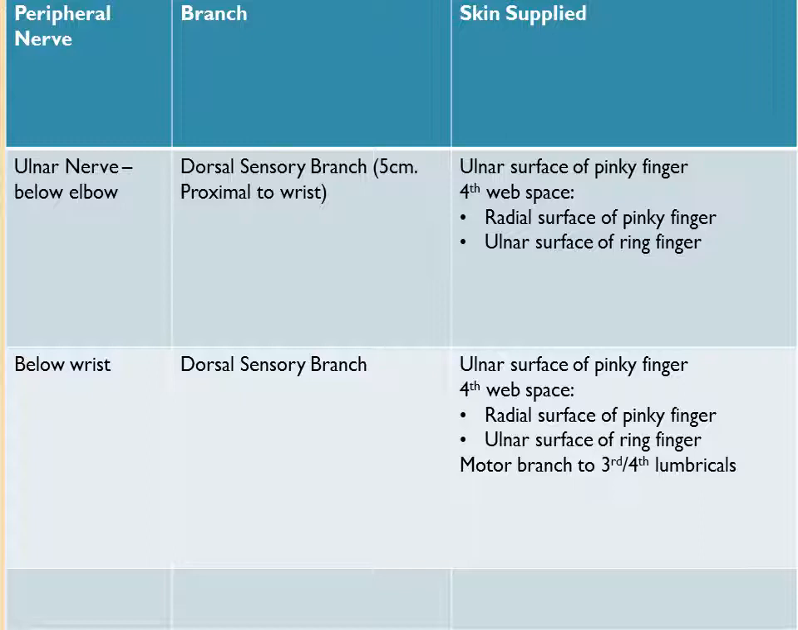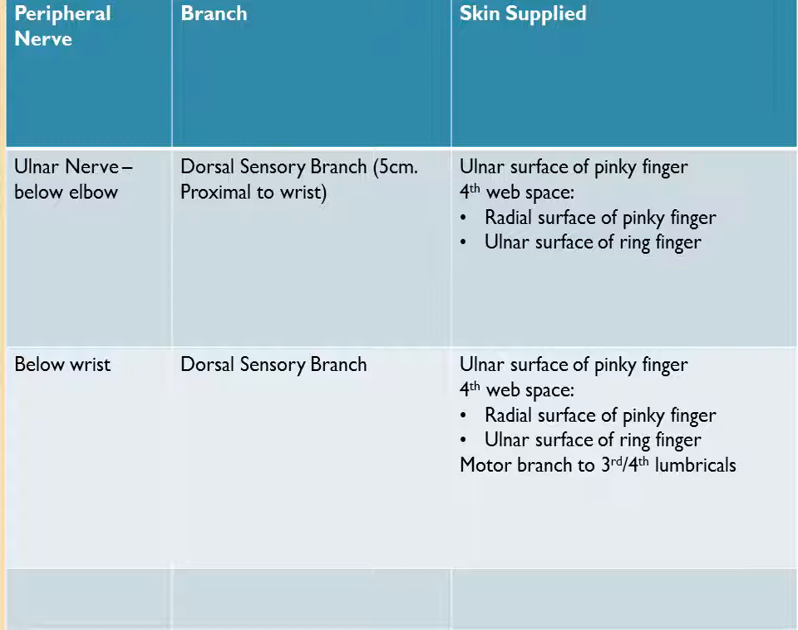Okay, and the ulnar surface of the pinky finger is considered the autonomous zone, or the pure patch, for ulnar nerve sensory function. So I want you to just take a look at your own hand, go up to the distal phalanx of the pinky finger and look at the distal ulnar aspect of the pinky finger, and that is purely served by the dorsal sensory branch of the ulnar nerve.